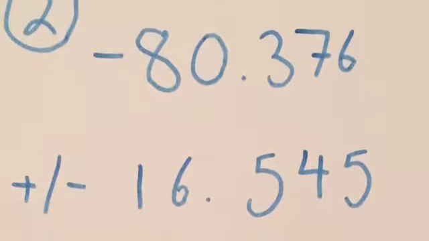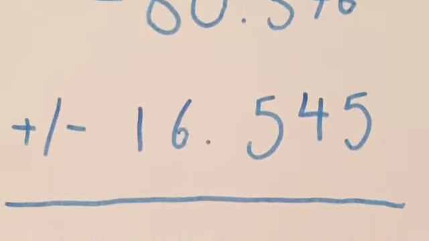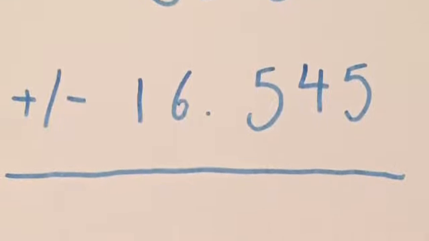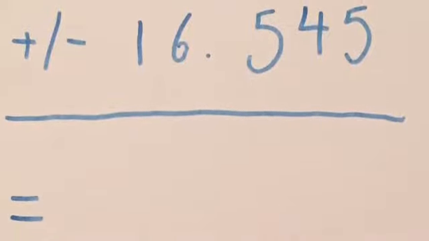Now on to step 2, where you will get your answer to the equation. To do this, you have to add negative 80.376 and 16.545. But an easier way of doing it is to subtract the numbers.